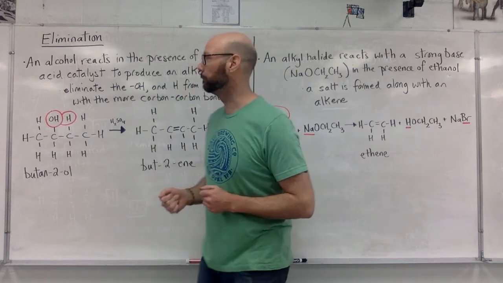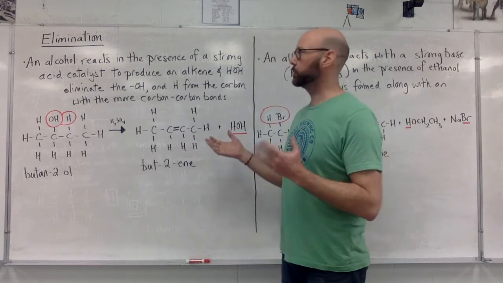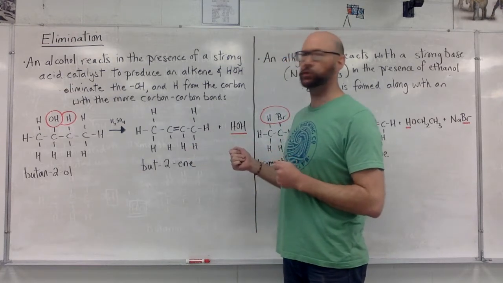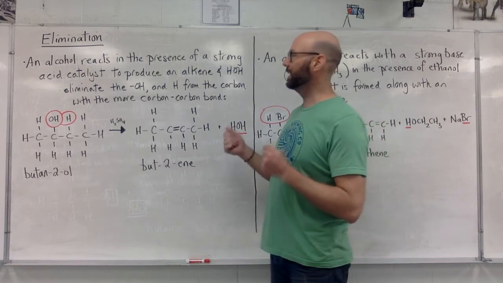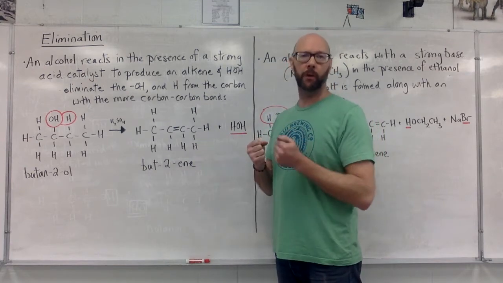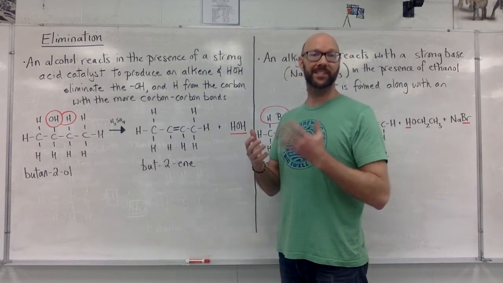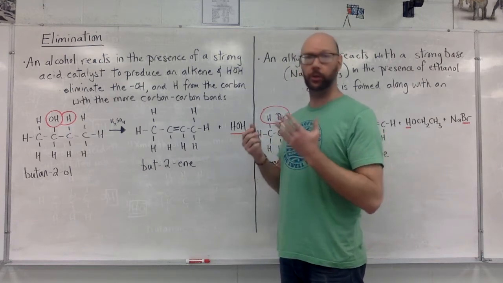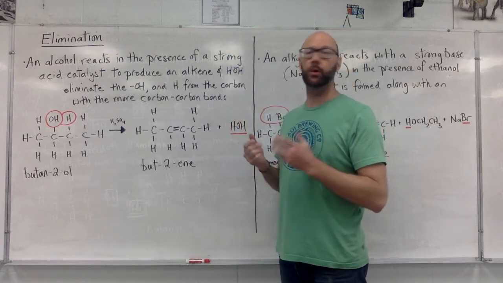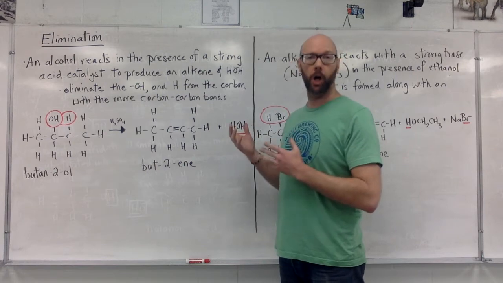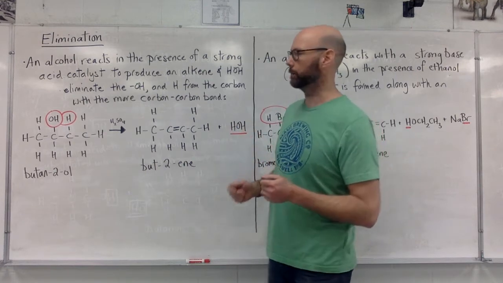Here's the first example. An alcohol reacts in the presence of a strong acid catalyst to produce an alkene and water. To do that, we're going to eliminate the hydroxyl from the alcohol as well as a neighboring hydrogen. It's important that we decide which hydrogen to remove, and to do that, we're going to consider the number of carbon-to-carbon bonds. And we're going to remove the hydrogen from the carbon with the more carbon-to-carbon bonds. Let's look at that in action.